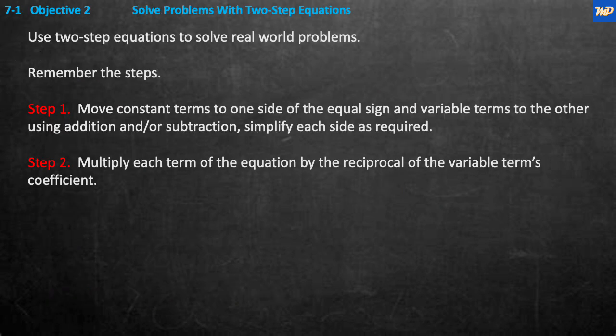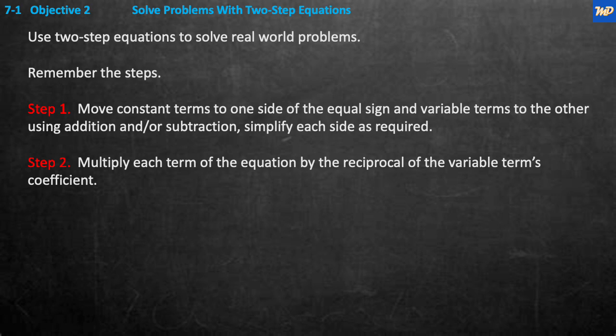Solving problems using two-step equations. To use two-step equations to solve real-world problems, remember these steps. First, move the constant terms to one side of the equal sign and the variable terms to the other side using addition or subtraction, and simplify as required. And we've been doing that. Mostly we've been adding the constants together or subtracting.